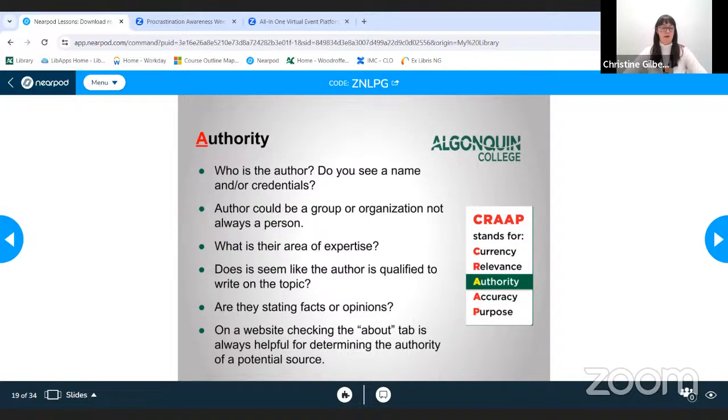For example, someone in the medical field will have their medical designation after their name, such as MD for doctor or RN for a registered nurse. If the author is writing on a medical topic with no medical background, how authoritative is the article? Look to see if the author is stating facts or opinions. If you are looking at information online, always check the About section of the website for help to determine authority.